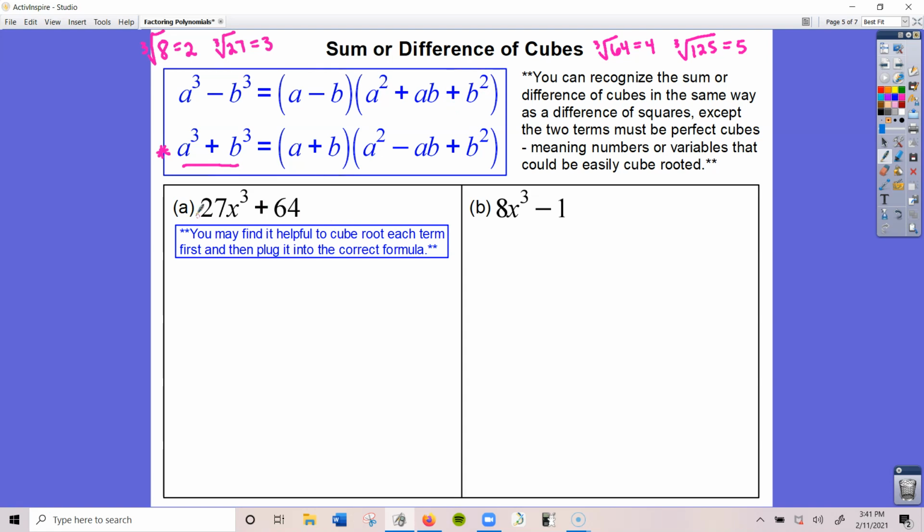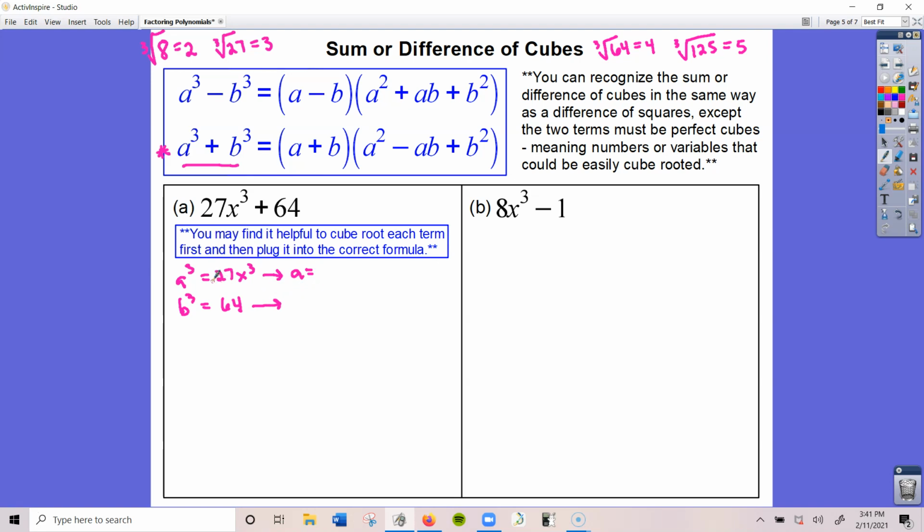So what I'm going to do now is factor this. So this is what I do. I label everything. A cubed is 27x cubed, and b cubed is 64. What I need to put it into this format is I need to know what is A and what is B.